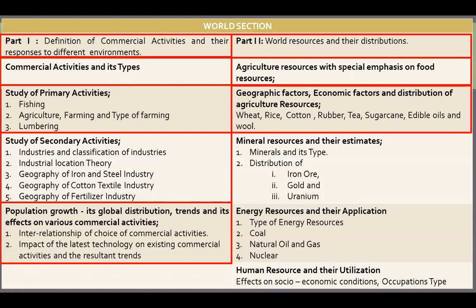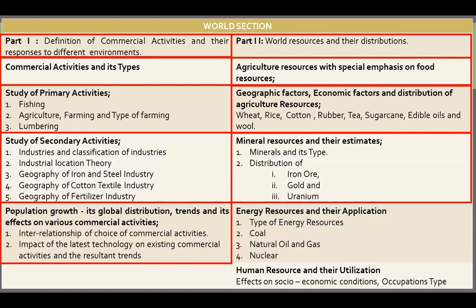Then the commercial factors of agricultural resources. Here we study the geographic factors, economic factors, and the distribution of agricultural resources. These are a few of the crops that are included in our curriculum for second year. Then we have mineral resources, their estimates, and types. As we know, there are two types of mineral resources, metallic and non-metallic minerals, and their distribution.